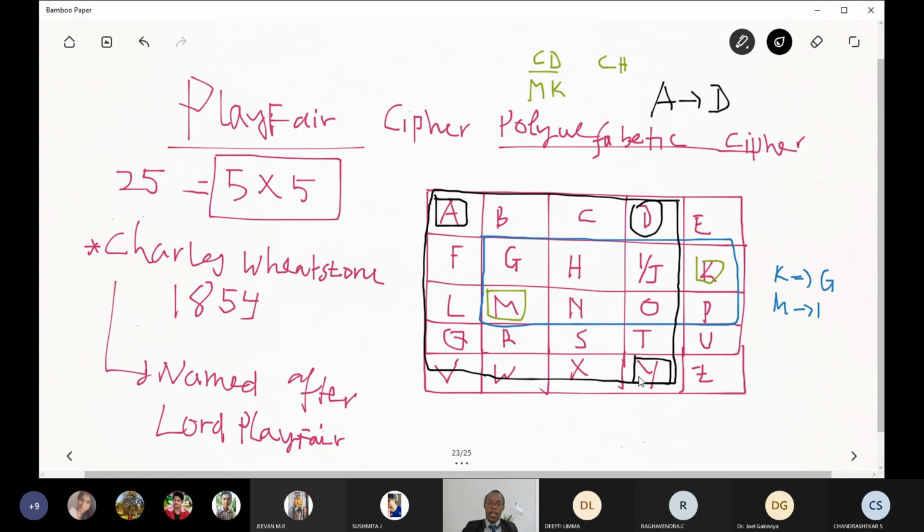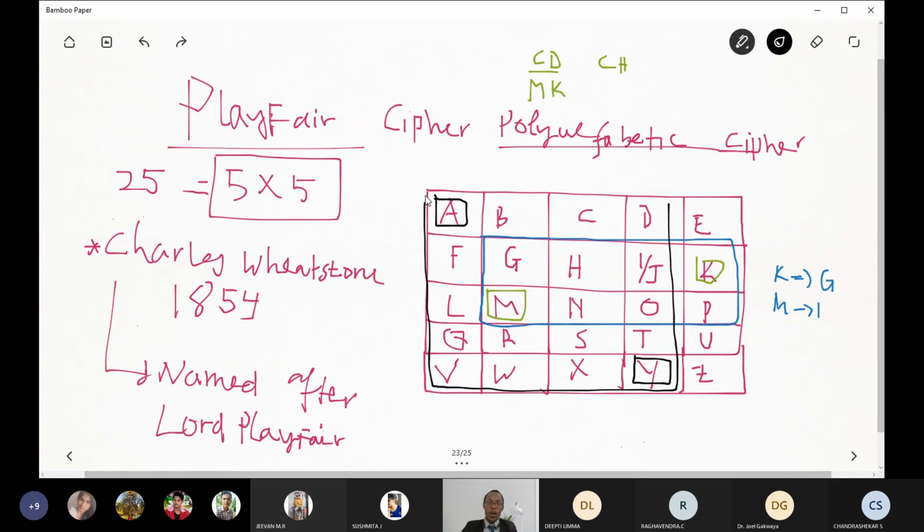Okay, and Y. What about Y? Y is going to be V. Correct. It's going to be V. Why? Because this is the rule: the end of the row, this is the corner of the row.